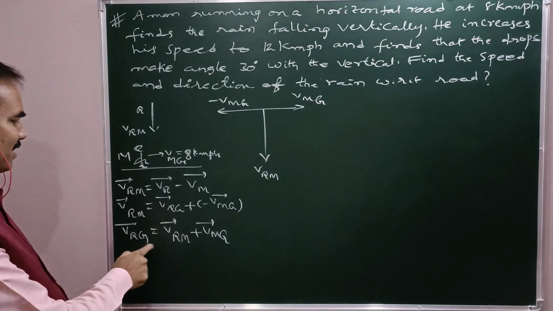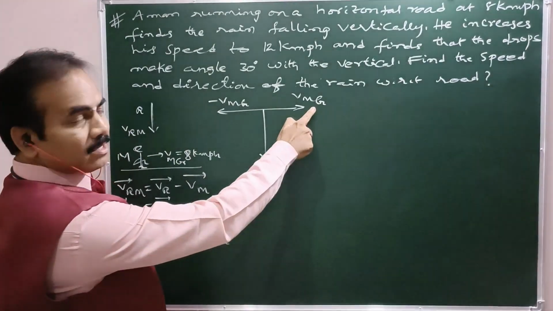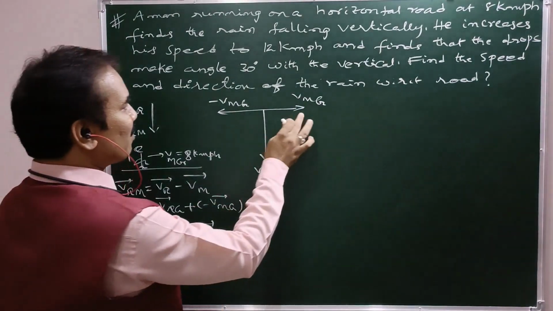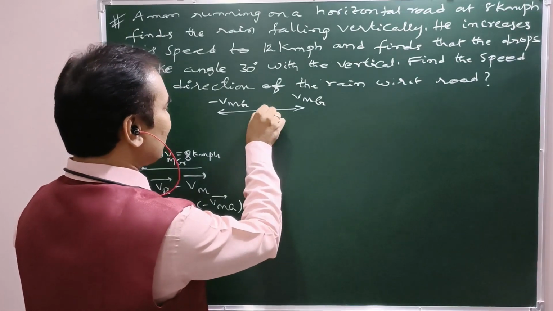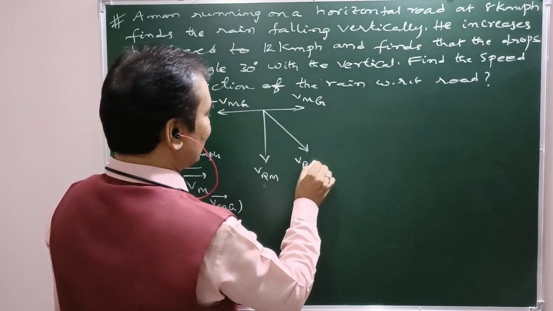Now see, VRG is the resultant of VRM and VMG. This is VRM, this is VMG. The resultant of these two is VRG, so VRG must lie in between these two vectors, that is, in the fourth quadrant. This is the velocity of rain with respect to ground.